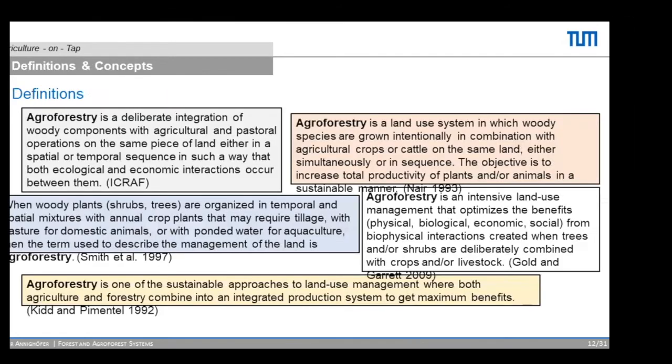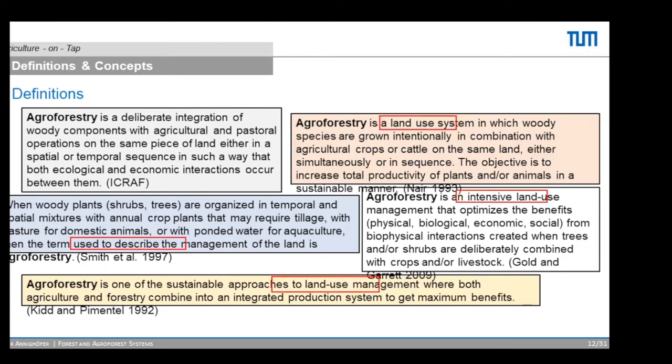So, with that said, what is agroforestry? Here you see a ton of definitions. The reason for that is simply that agroforestry as a scientific topic is being focused on since about the 80s. But you don't have to go through these in detail. If we look through them, you will see that there are a few aspects that simply can be found in all these definitions.